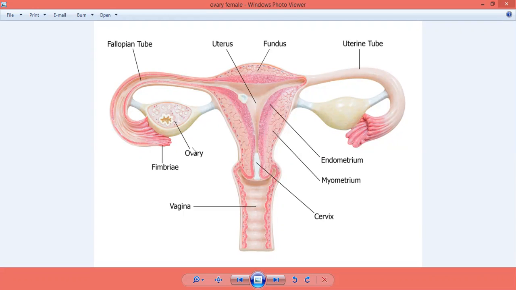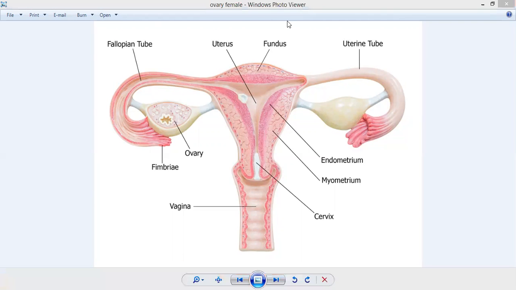ठीक है, so these are called the fimbriae. Okay, these are called the fimbriae. Now come back to the screen.